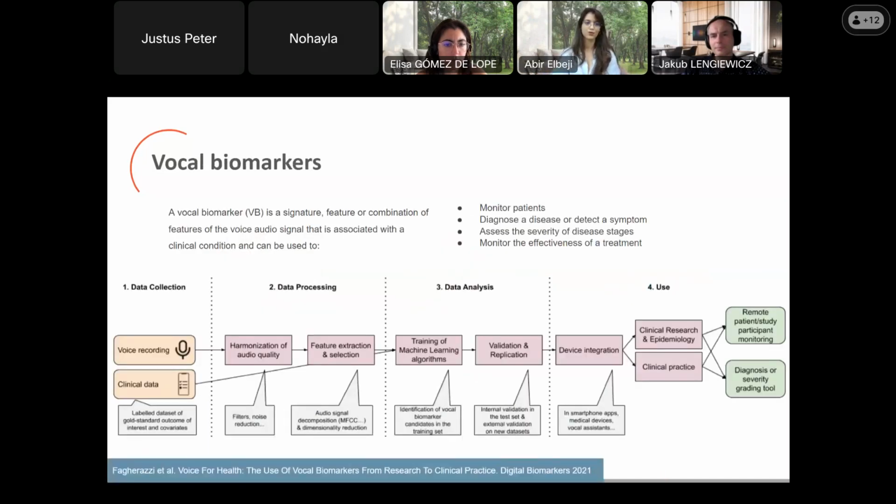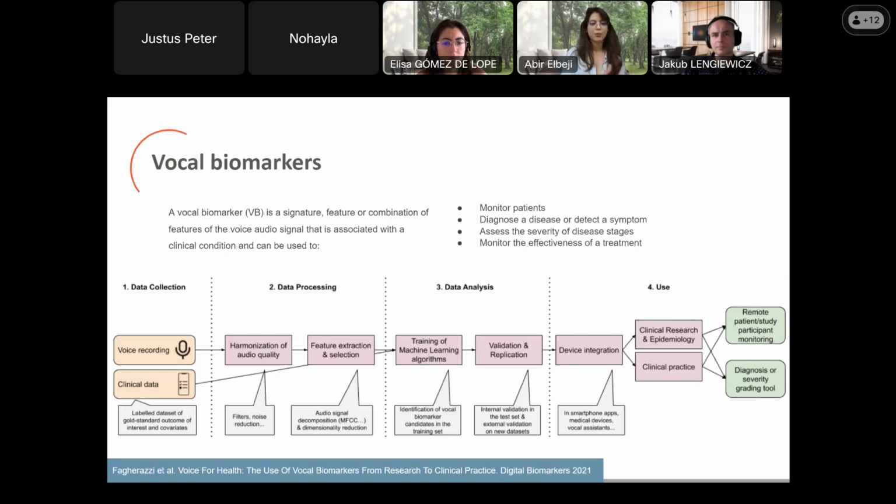Back now to the voice biomarkers, or vocal biomarkers. I will start by defining it. A vocal biomarker is a signature, a feature, or a combination of features of the voice audio signal that is associated with clinical conditions. And we can use it, as I said earlier, to monitor patients, to diagnose a disease or detect a symptom, to assess the severity of a disease stage, or monitor the effectiveness of a treatment.